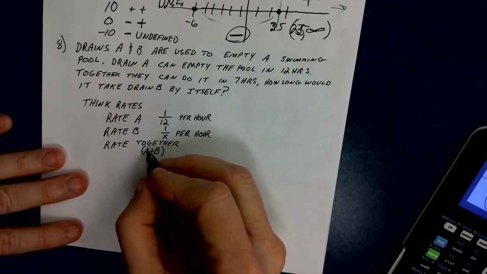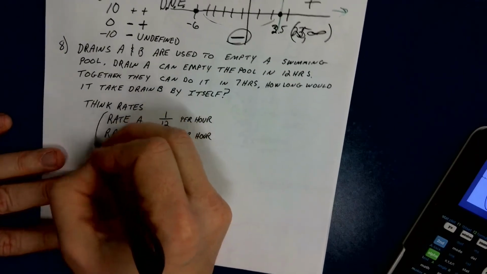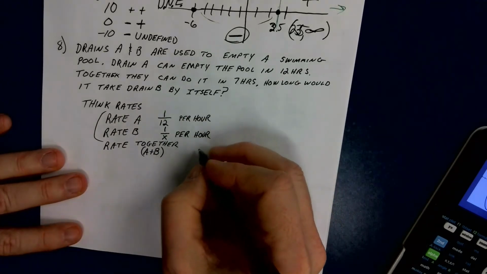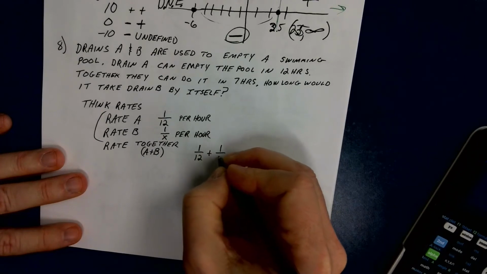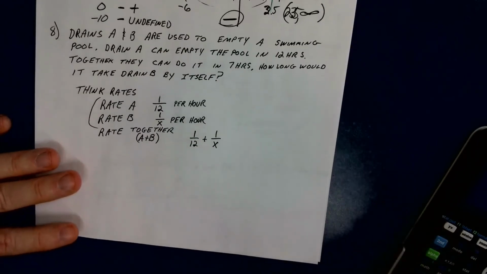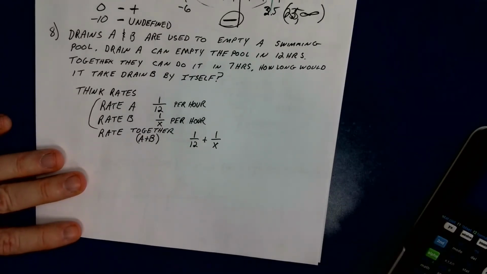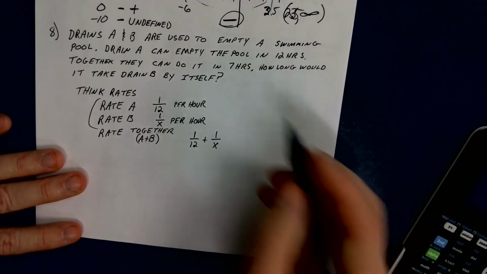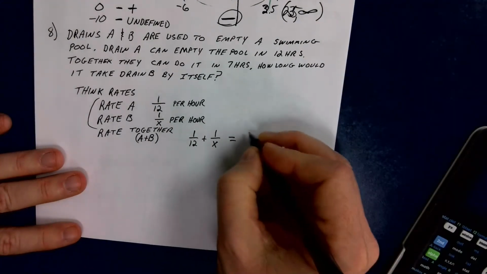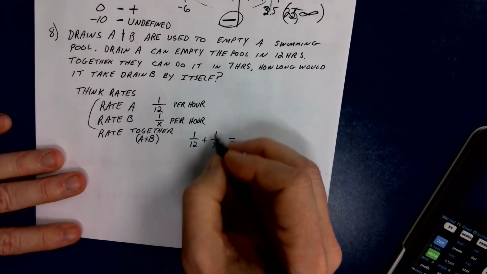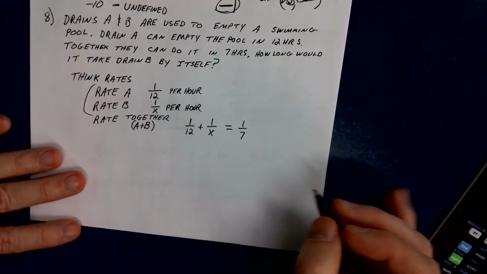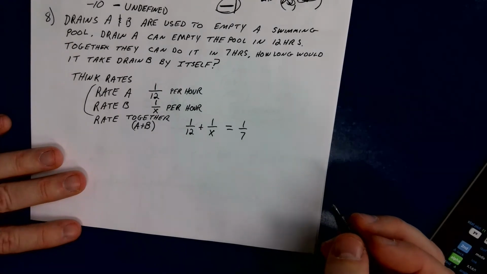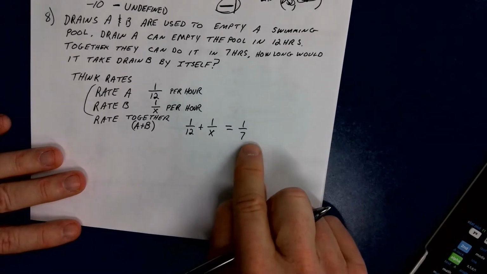And then if they're both pumping at the same time, then their hourly rate is 1/12 plus 1 over x. Does that make sense? When they're working together. And since they can do it in 7 hours, then the rate per hour plus the rate per hour must be 1/7 of the job in one hour, because it takes them 7 hours together. Is that okay?